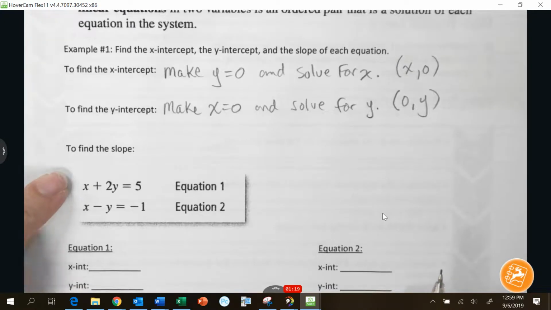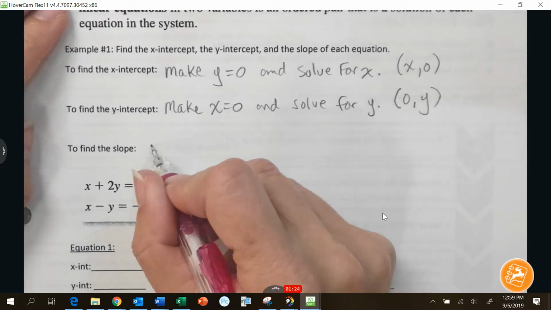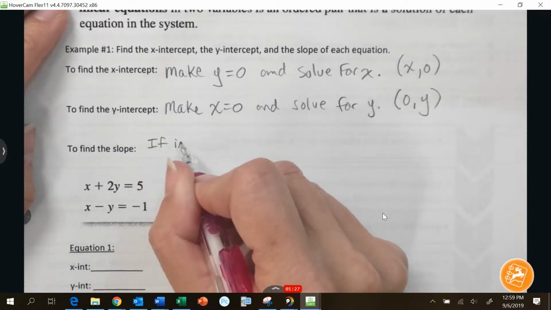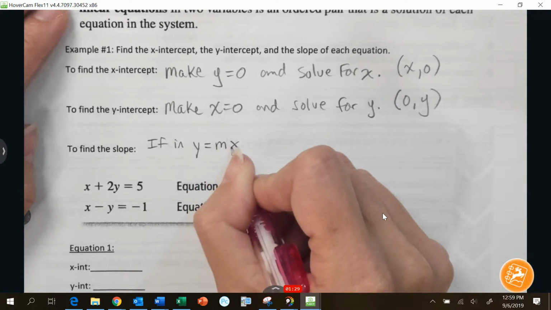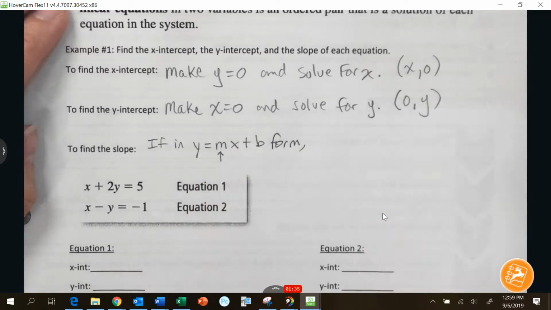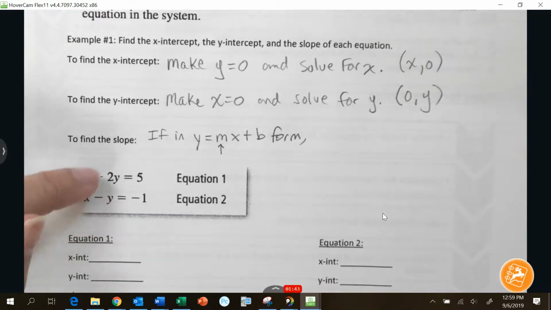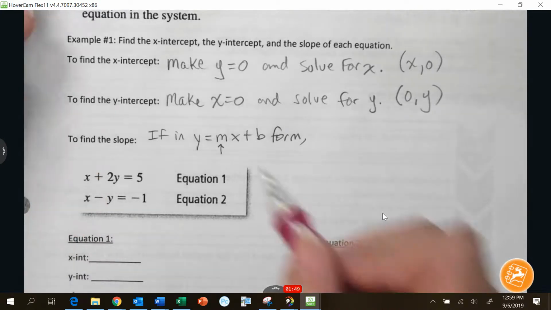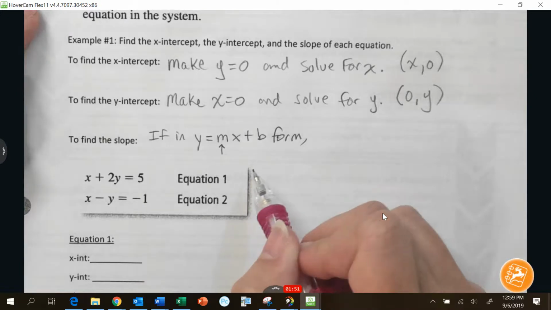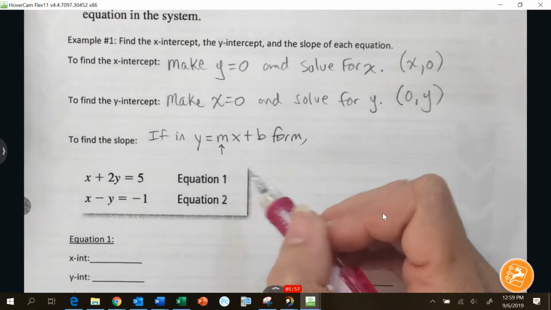Okay, to find the slope, we have two choices. If it's in y equals mx plus b form, it's the m, right? If it's in that form, it's the m. These two equations that I gave you to start graphing are not in that form. So you can change these equations into that form, or I can show you a faster way of finding the slope if it's in a different form.